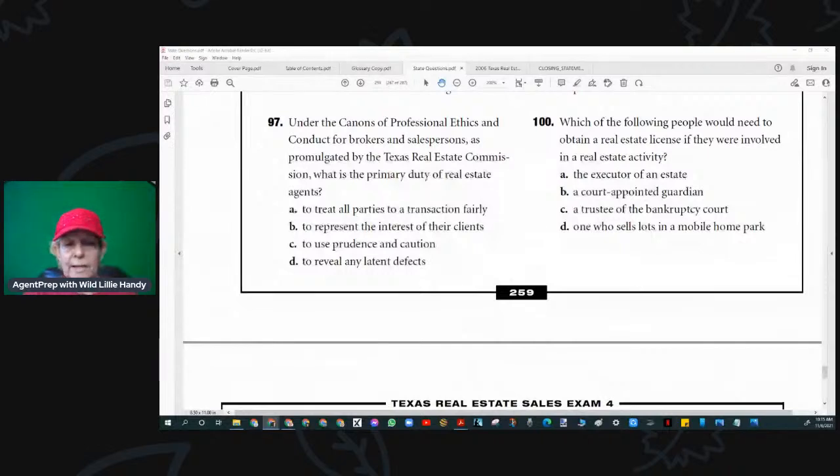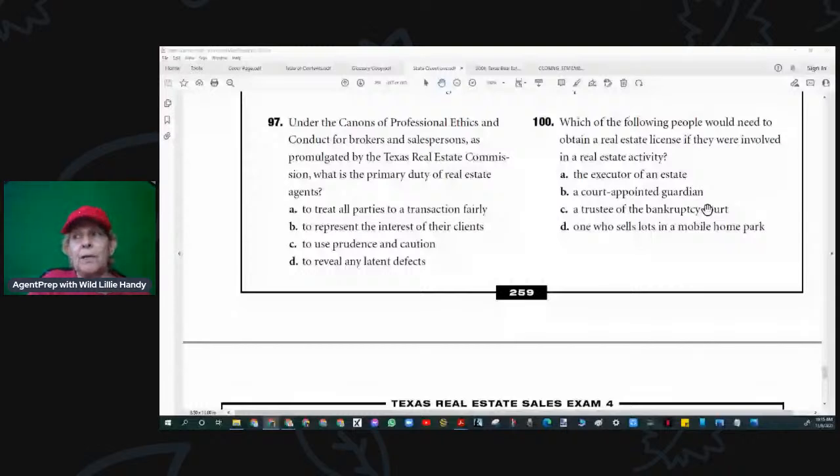The answer is 100D. One who sells lots in a mobile home park is required to have a real estate license. An executor is from an individual who has a will. That executor will follow through with the individual's will to sell their property. A court-appointed guardian, when there is no will and it goes to probate, the courts will appoint a guardian. C, a trustee of the bankruptcy.